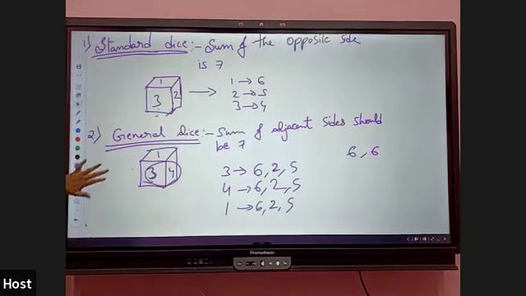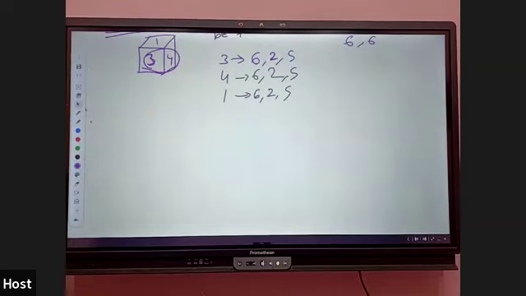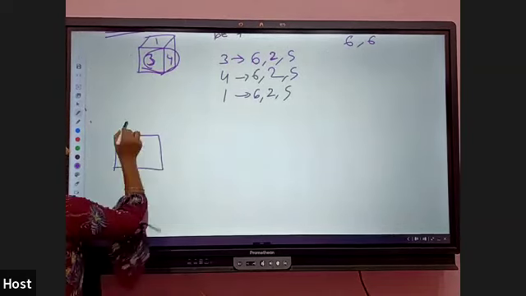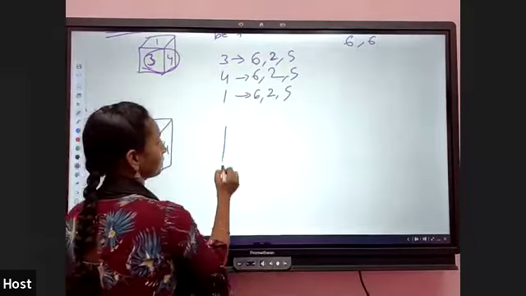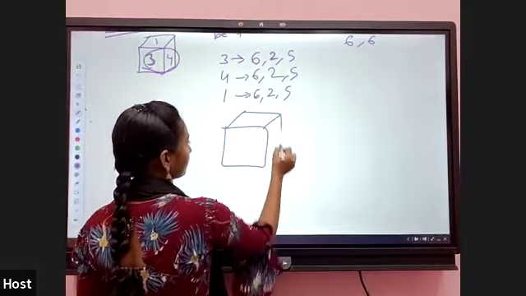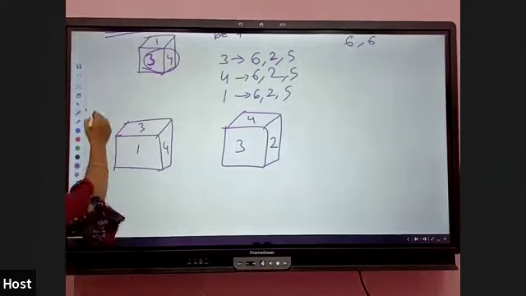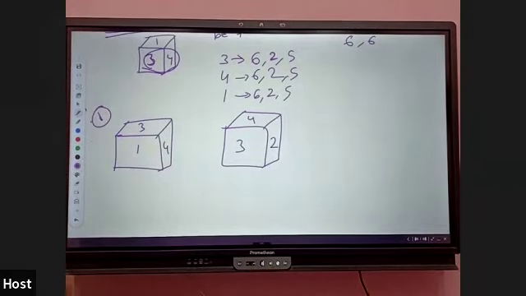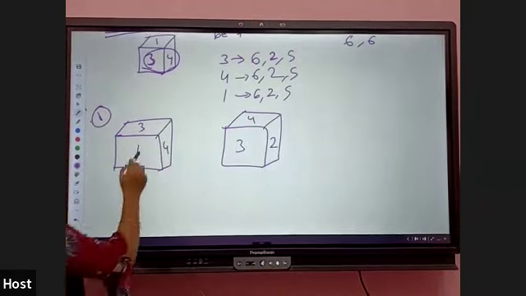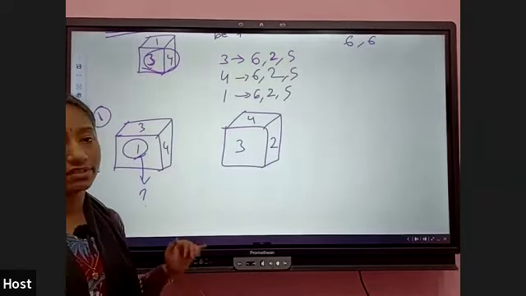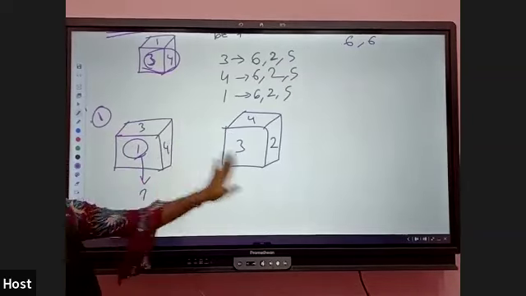For that, we should have 2 dice. Okay, we should have 2 dice. That means this is the first question. So we should find the opposite letter to 1. So how to solve that? So first clearly observe the 2 dice.